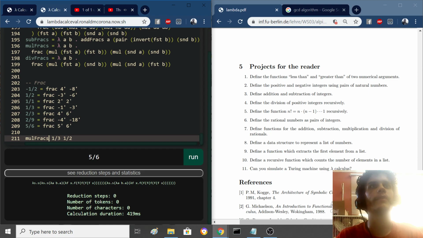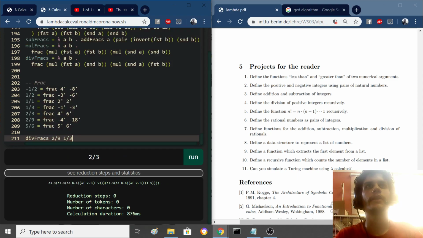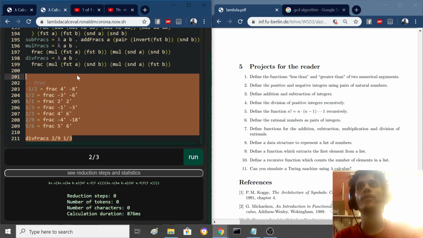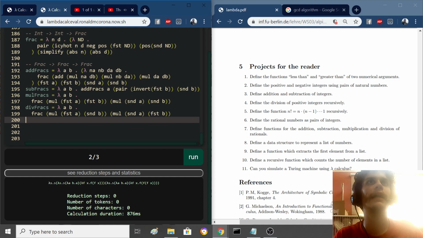and how about we divide this time? Divide 2/9 by 1/3, which will actually be multiplying it by 3, which would actually be 2/3. The result of this should be, there we go, 2/3. So I'm pretty satisfied with the performance of my fraction functions. Now we can move on.